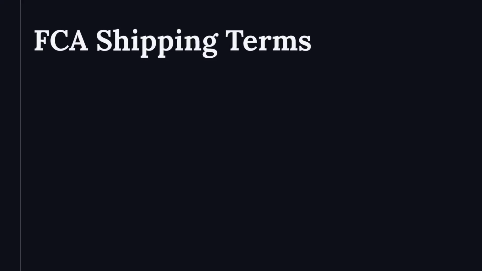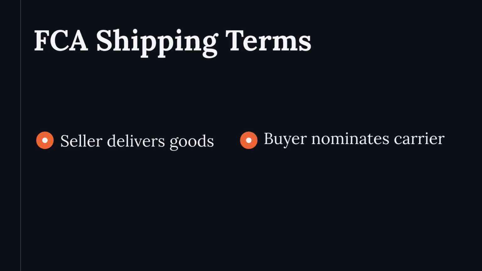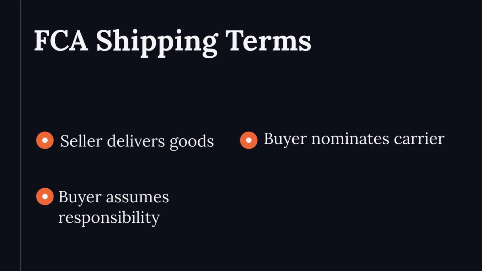Under FCA, the seller delivers goods to a carrier nominated by the buyer. The seller handles export customs clearance. The buyer assumes responsibility once goods are handed to the carrier. This type is suitable for all modes of transport. It is commonly used in containerized shipments.